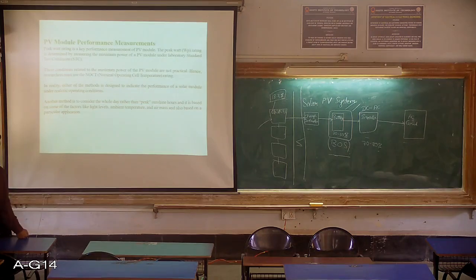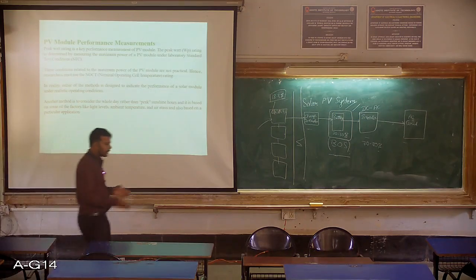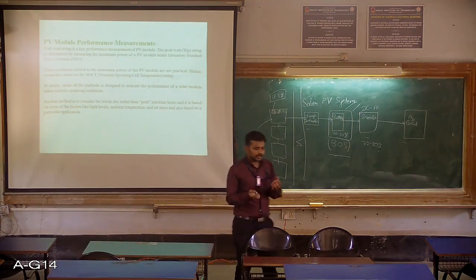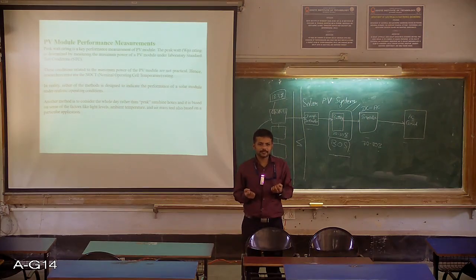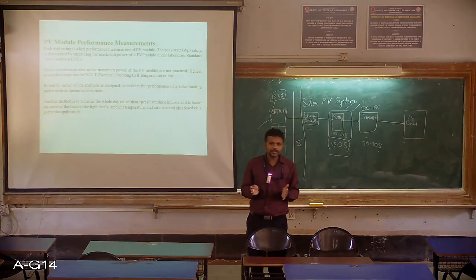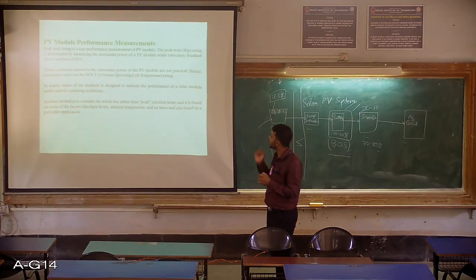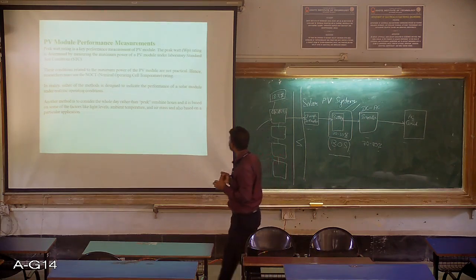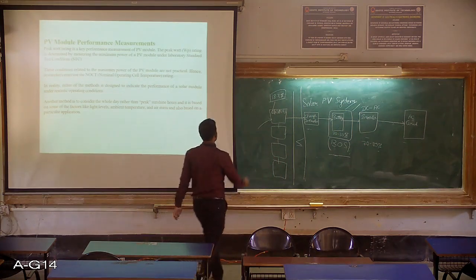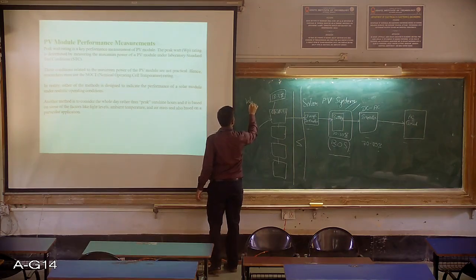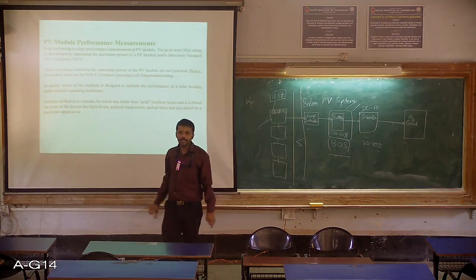Here the first point is that peak watt rating is the key performance measurement of the PV module. Peak watt rating means, I have a solar panel, and let us consider the ideal conditions, the ideal sunshine. If that much sunshine is available, it will produce the maximum power. That maximum power is called the peak watt rating, and it is mentioned by W suffix P. So W suffix P is called the peak watt rating.